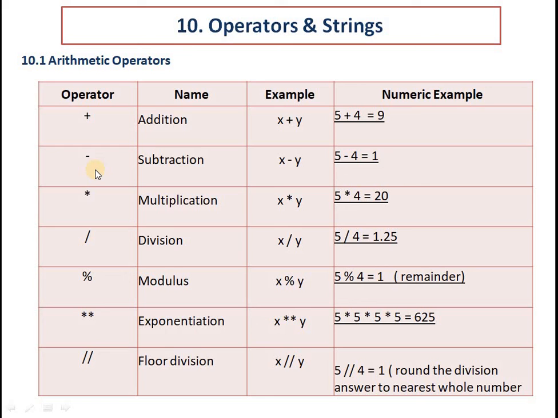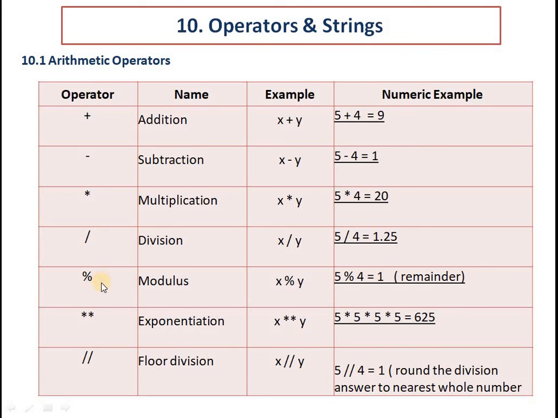Another operator is minus, which is subtraction. X minus y, 5 minus 4, 1. Another operator is star, or asterisk, which is used for multiplication. x into y, that is 5 into 4, 20. Another operator, division, x by y, that is 5 by 4, 1.25.